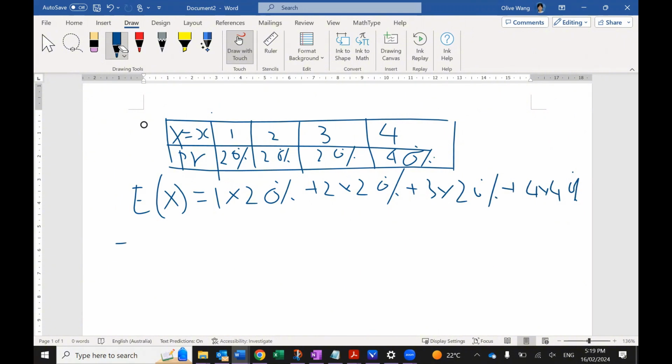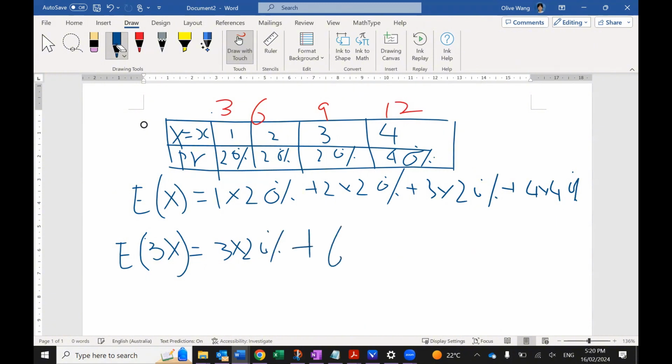Sometimes the questions can give you something like this. It's a bit like some algebra going on there. So for this one, it basically means you now have a new discrete variable table. For the expected value of 3x, imagine I have 3x on top. That means it's 3, 6, 9, and 12. So my answer would be 3 times 20%, plus 6 times 20%, plus 9 times 20%, plus 12 times 40%, right? Yeah.